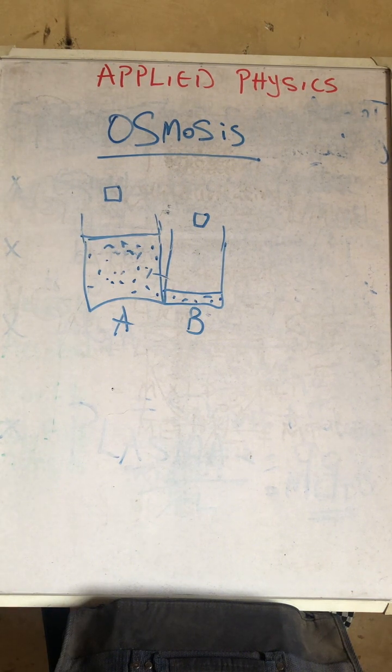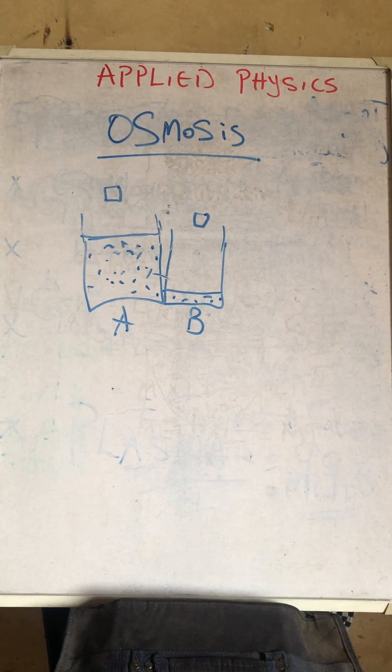So let me read it again. I say it's a spontaneous net movement of solvent molecules through a selective permeable membrane from a region of high water potential, which is this one that contains more volume of water, in brackets region of low solute concentration, to a region of low water potential, which is a region of high solute concentration.